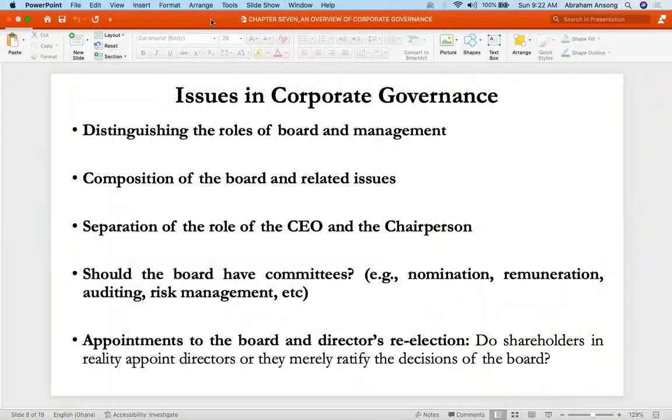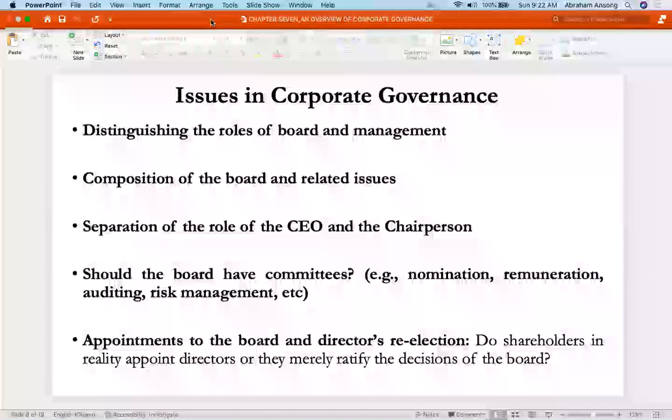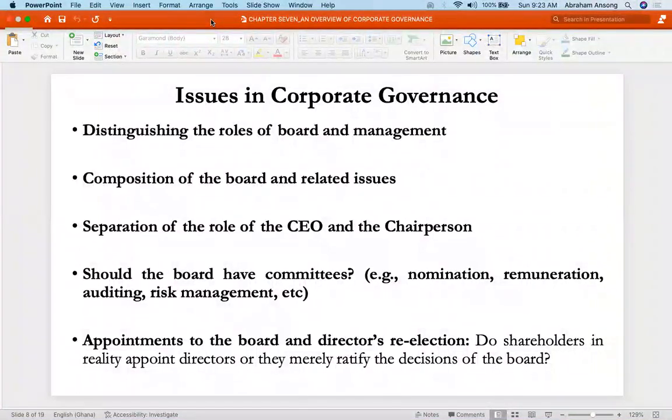Sorry, sir. So the composition of the board, as you just explained, is becoming a thorny issue. Who should become a member of the board of a company? Is it just based on the popularity of the person? Should the person have certain expertise? What about board diversity and issues like that? It's becoming a thorny issue under corporate governance. I didn't say you can't ask a question. I just said use the button so that I can organize my thoughts before I bring you in.